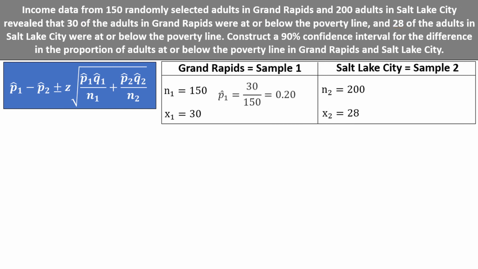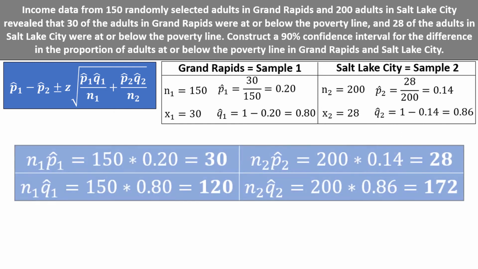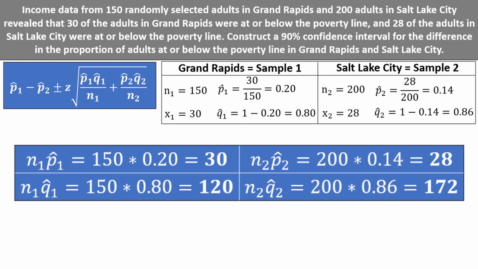P hat 1 is X1 over N1, which is 30 divided by 150 and is equal to 0.2. Which makes Q hat 1, 1 minus 0.2, which is 0.8. P hat 2 is X2 over N2, which is 28 divided by 200, which is 0.14, which makes Q hat 2, 1 minus 0.14, which is 0.86. Notice that the four quantities that we discussed earlier are all at least 5, which ensures that the central limit theorem applies, and we can move forward with the confidence interval.